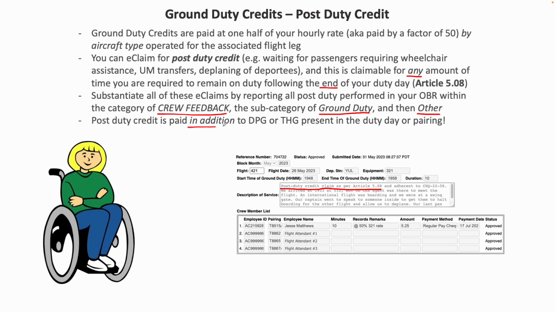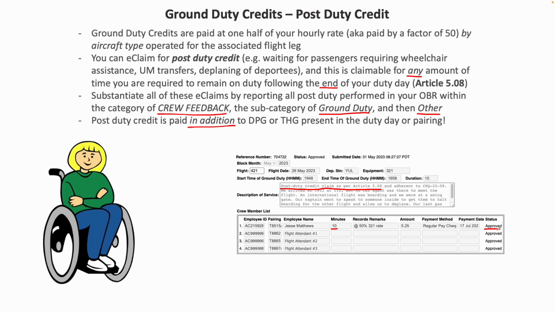Post-duty credit is paid in addition to DPG or THG that's present in the duty day or pairing. So the DPG and THG does not absorb post-duty credit claims like they do for ground service claims. So essentially any amount of time that you were on duty following the forecasted end of your duty day, you would file for that time. So you can see in my case that I filed for 10 minutes of post-duty credit in eClaims, and that was indeed paid out. Ultimately, it's showing me as approved.